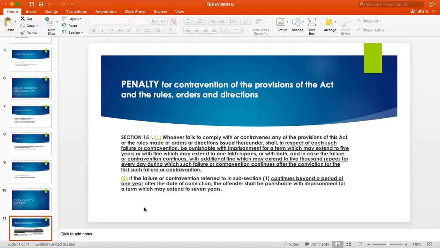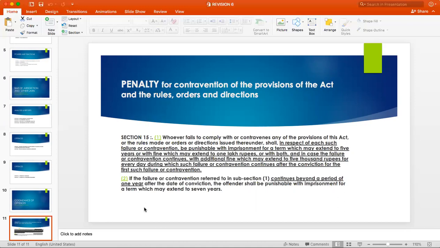And if the failure or contravention continues, then an additional fine will be charged, which may extend to 5,000 rupees for every day during which such failure or contravention continues. And if it continues for a period of 1 year after the date of conviction, the offender shall be punishable with imprisonment for a term which may extend to 7 years.